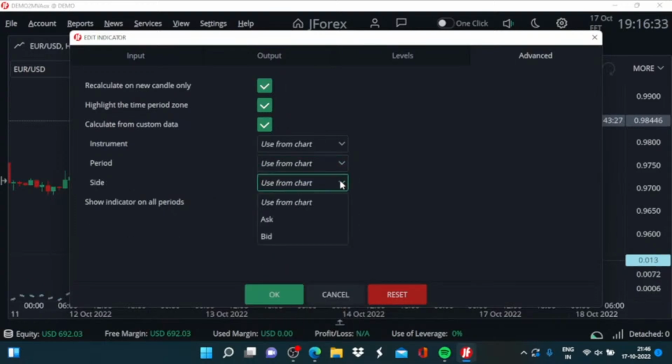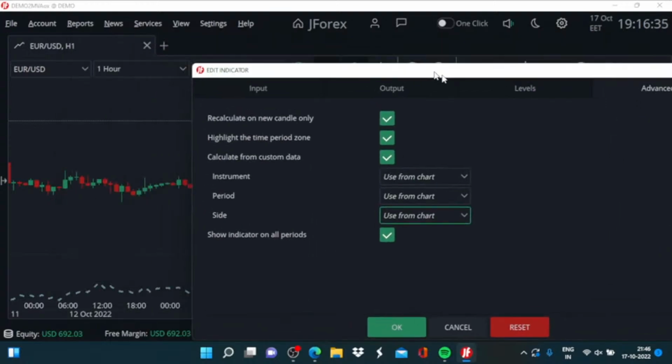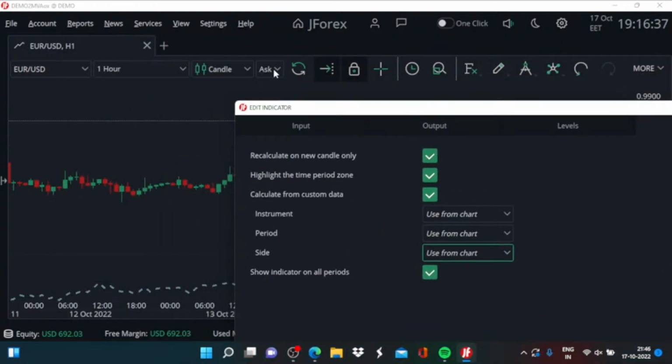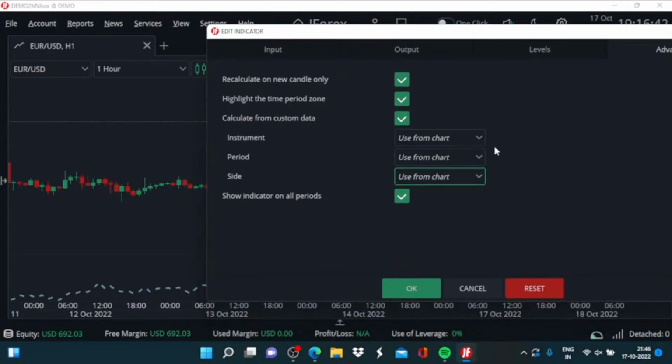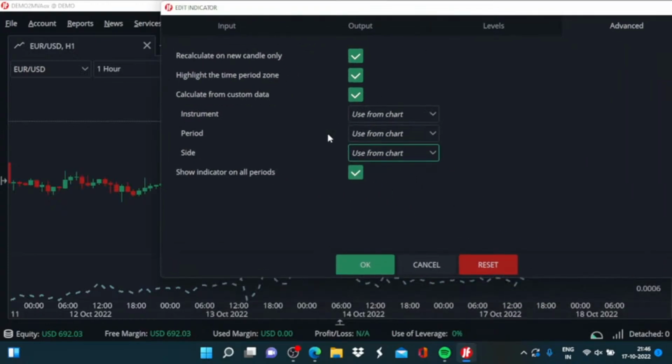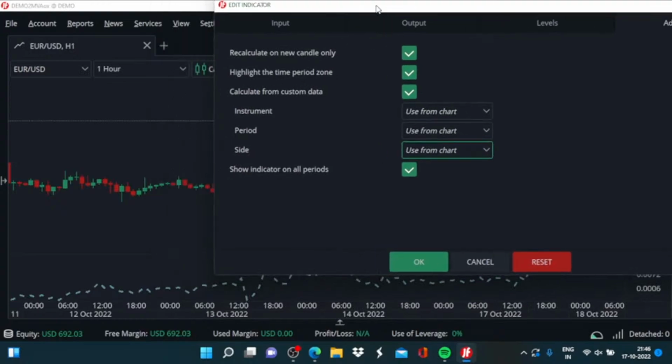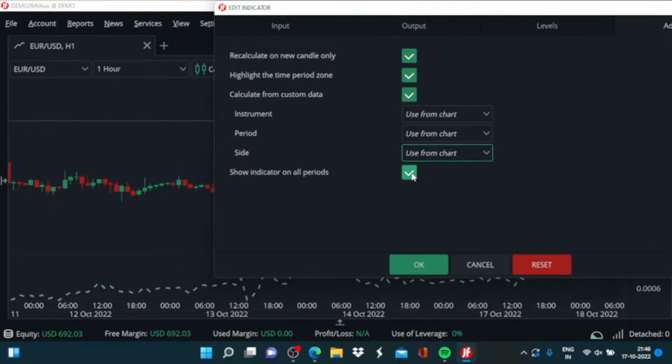chart. The side can be similarly used from the chart. So whatever is your chart spread side, ask or bid, it will be applied for the calculation of the indicator. Else you can define it separately. So you get these two options. If you want the indicator to be available on all the candle periods whenever you change the chart's time frame, then you have to opt in for this.